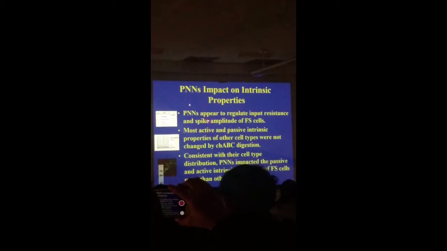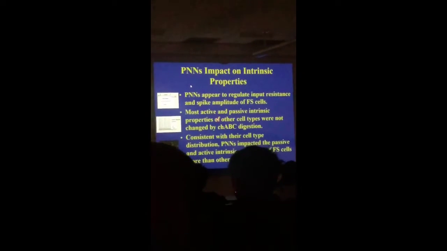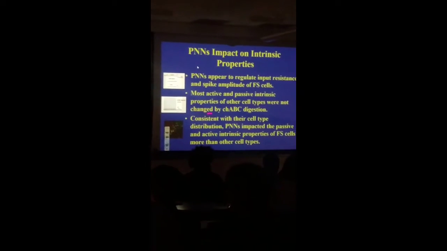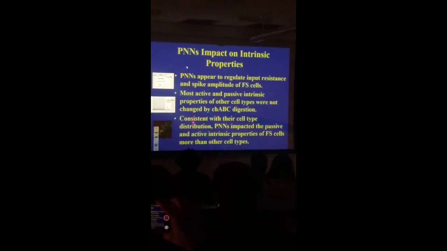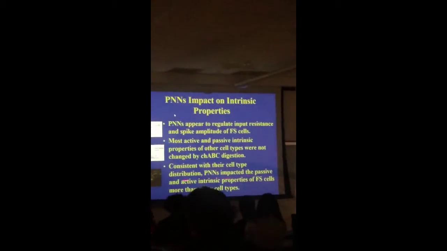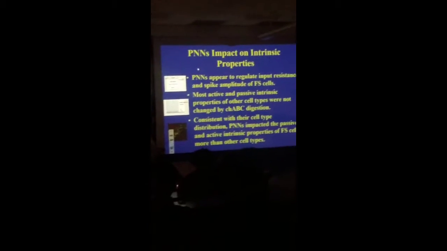So the perineuronal nets appear to regulate input resistance and spike amplitude of the fast spiking cells. Most active and passive properties of other cell types were not changed by the digestion. And consistent with their cell type distribution, perineuronal nets impacted the passive and active properties of fast spiking cells more than the other cell types.